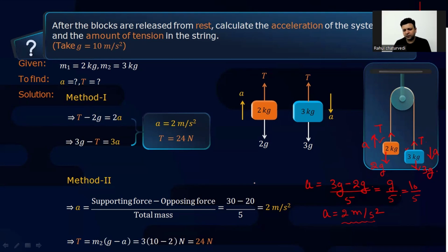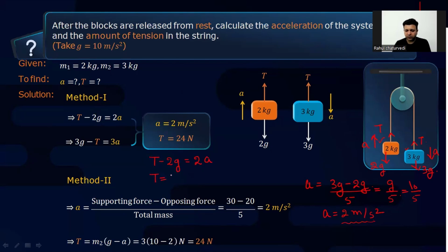If you observe block 2, you will find that for the 2 kg block, tension is acting in the upward direction and 2G is acting in the downward direction. The mass of this block is 2 and it is accelerating in the upward direction. So the net force acting in the upward direction is T minus 2G. This will be equal to mass into acceleration, so mass is 2 into A.